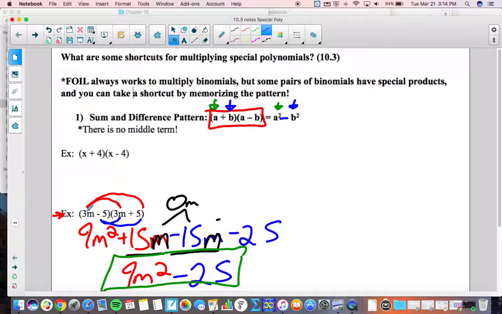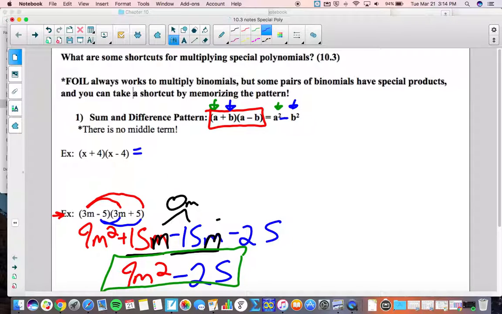So really, 3m, that quantity squared, when we square the 3 and square the m, we get 9, and we get m squared. And then we subtract, there's always a minus sign here, whatever this second term is squared. So 5 squared is 25. So 9m squared minus 25.